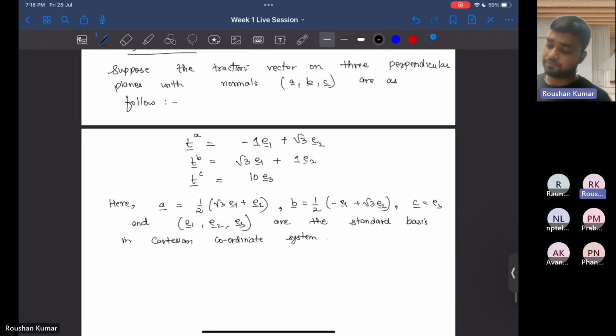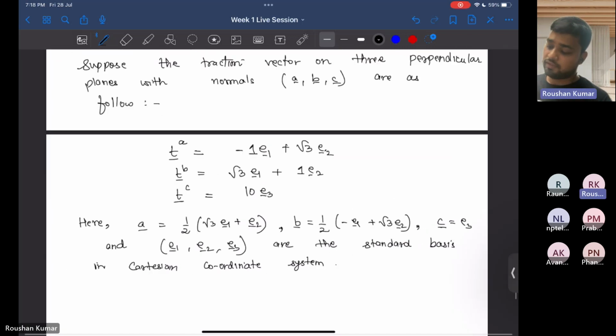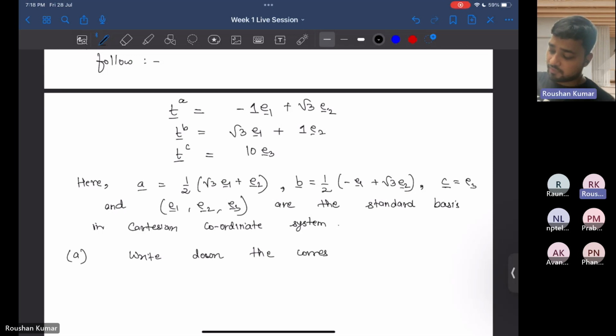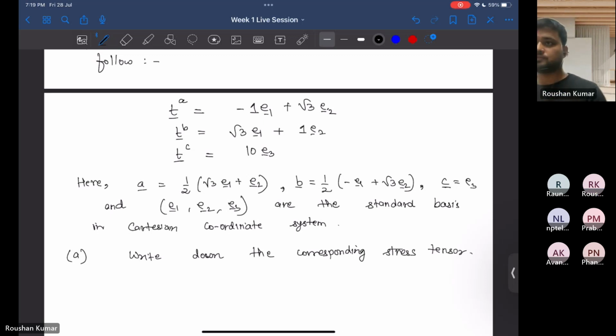So first of all, the first question is: write down the corresponding stress tensor. Write down the corresponding stress tensor. Okay. So here we have to write the stress tensor with the given traction vector.